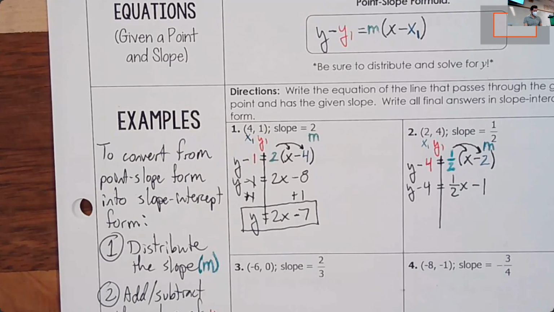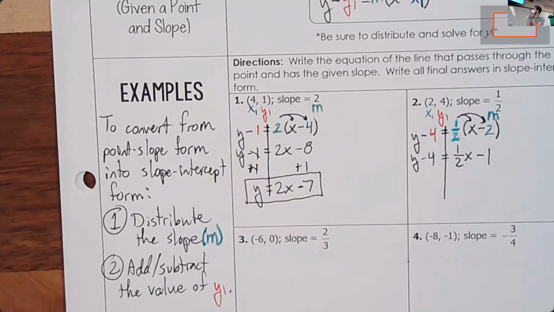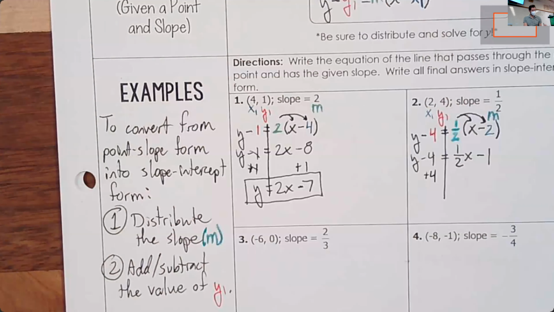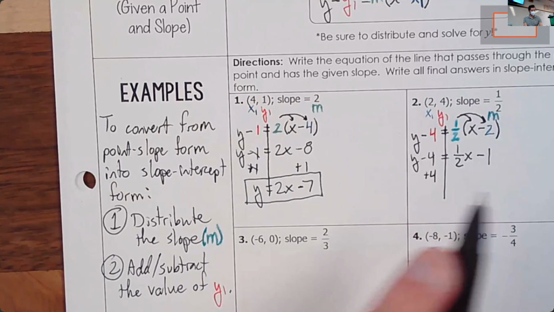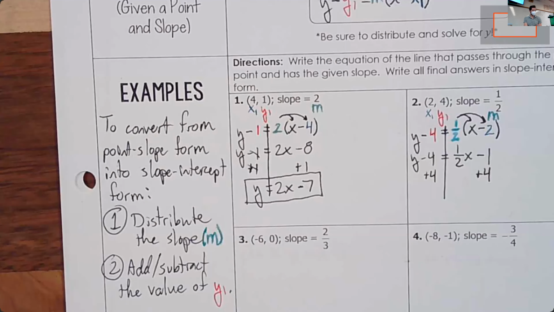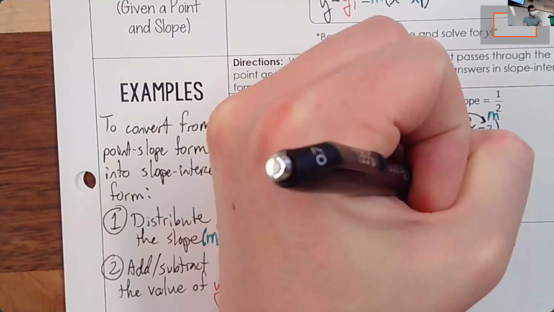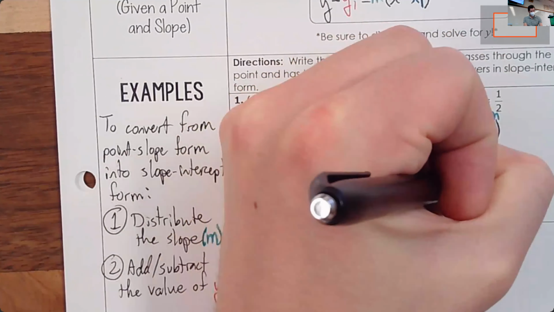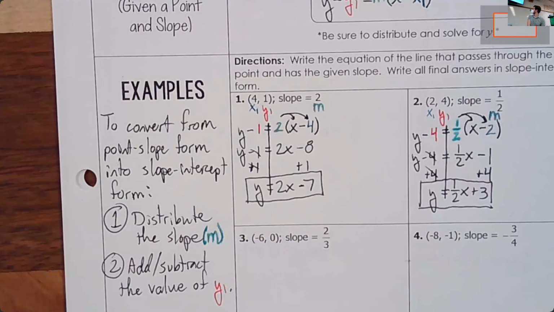All right, and then finally, step 2, we have to add or subtract the value of y1 from both sides. So we have to get rid of our -4 right here by adding 4 to both sides. So +4. And again, I'm not going to put +4 under the x term. I'm going to put +4 under my regular number over here, the -1. So there's +4 over there. Line it up with your like terms. So then the slope-intercept equation, we've got y equals, that's what we wanted, 1/2 x, and then -1 plus 4 is +3. So our slope-intercept equation for problem number 2: y equals 1/2 x plus 3.